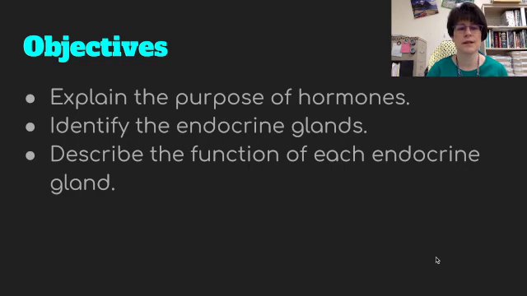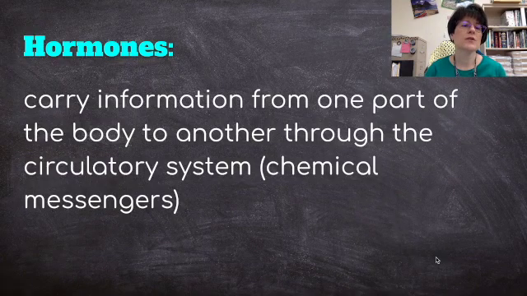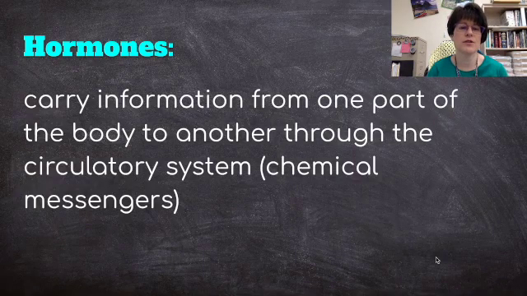of each endocrine gland. So the hormones carry information from one part of the body to another through the circulatory system. And hormones are chemical messengers. The endocrine system is another messenger system. The other messenger system is your nervous system. But it's a much slower system, but it affects the whole body more. So where the nervous system is very fast and specific, the endocrine system is slower and more nonspecific.